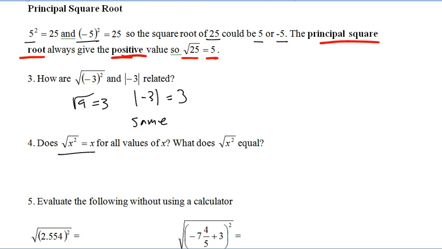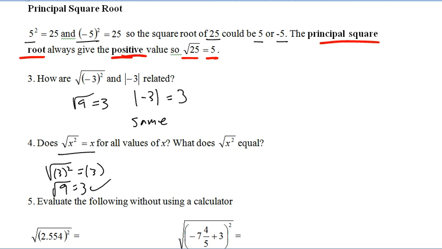Okay, does the square root of x squared equal x for all values of x? Well, let's try it for x equals 3. So the square root of 3 squared, does that equal 3? 3 squared is 9. The square root of 9 equals 3, because we always choose the principal square root. It's going to be positive, so yeah, that's true.